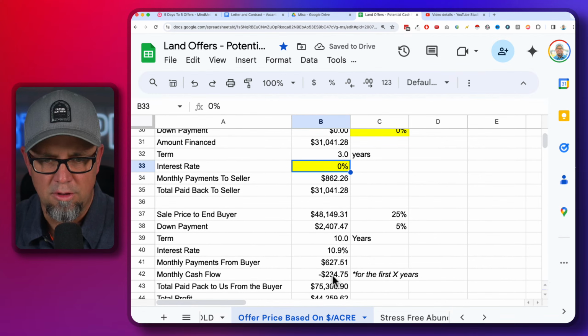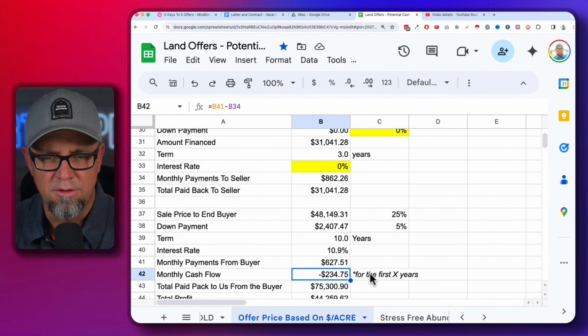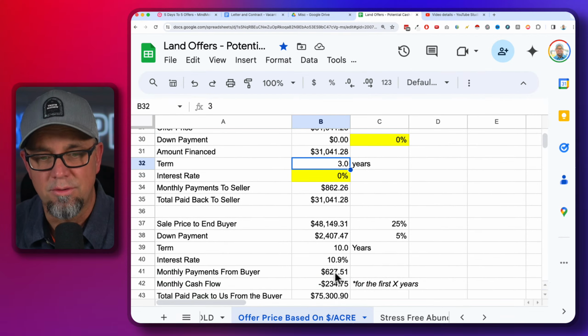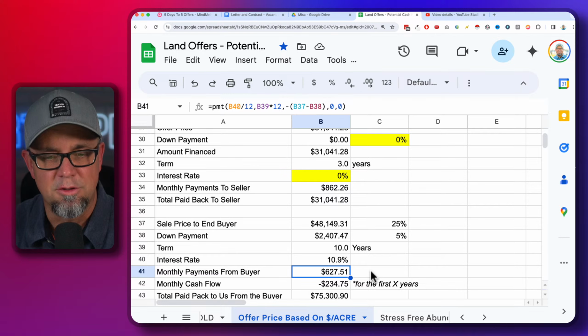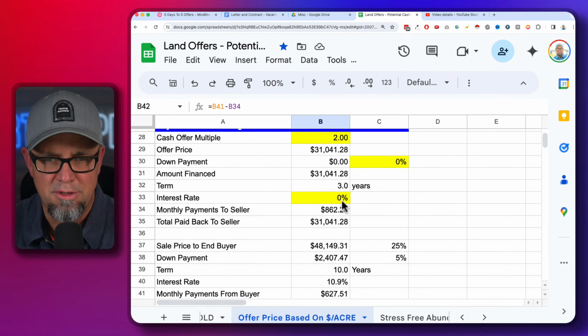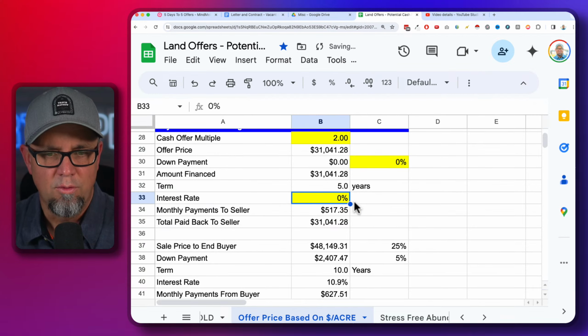That may not work because look, now I'm negative $234 a month for the first 3 years. But then for the next 7 years, I'm getting $627. So maybe I can afford being a little negative. Depending on your budget, it's not that much money. Maybe it is. I don't know. You know, you can negotiate.